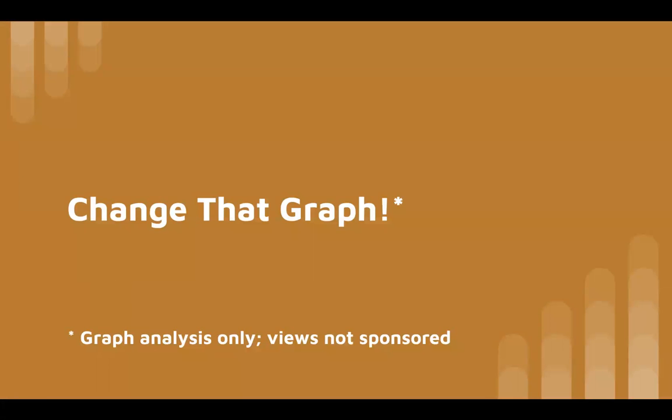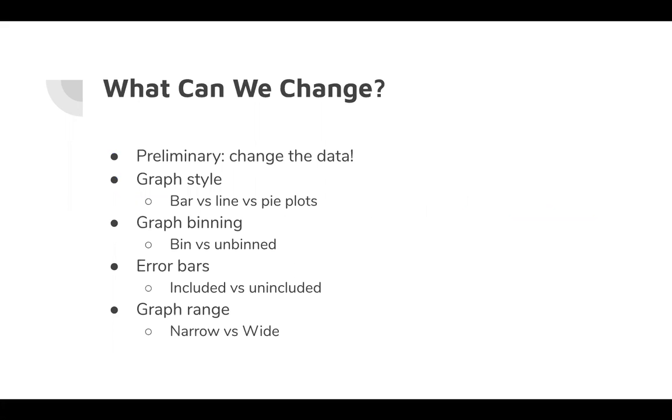So we have the section now, change that graph. Again, we were using the same graphs as before. The views are not sponsored. So first and foremost, what can we change? Preliminarily, we can always change the data, right? This is something that we would specifically want to note for the mail data and the graph surrounding it, because we always want to make sure the data we use is actually able to convey the message we would like or the analysis we would like to perform.